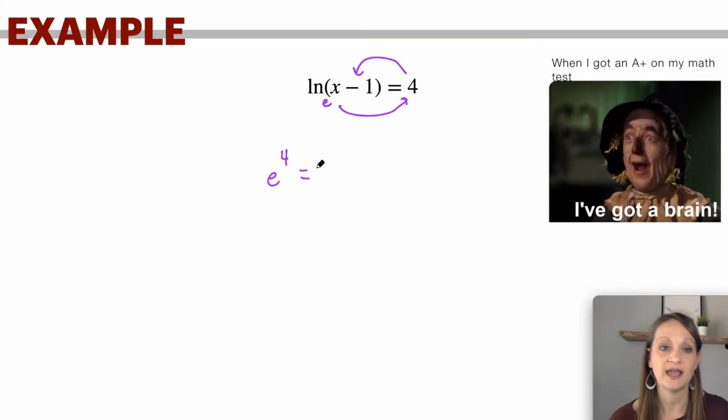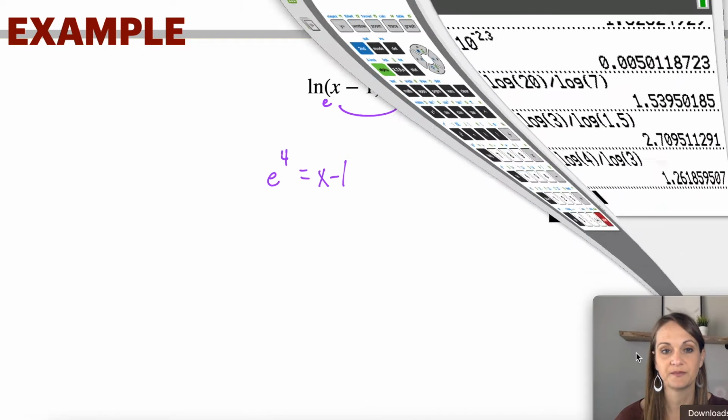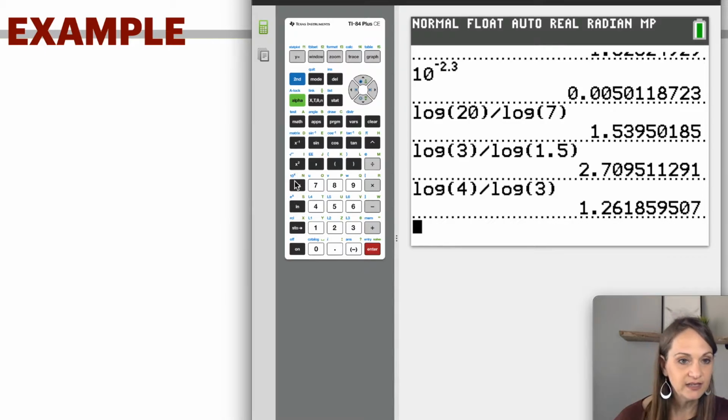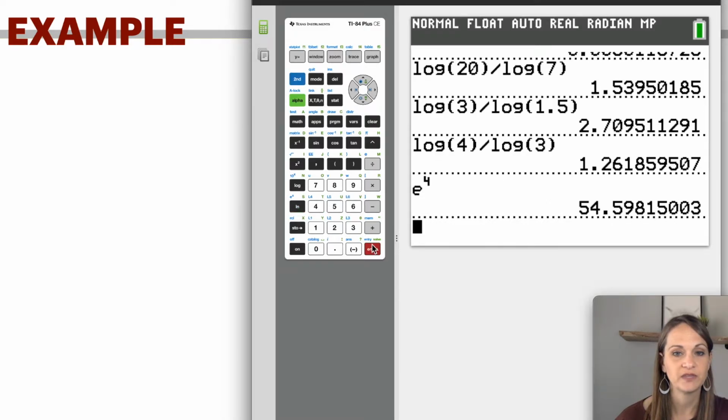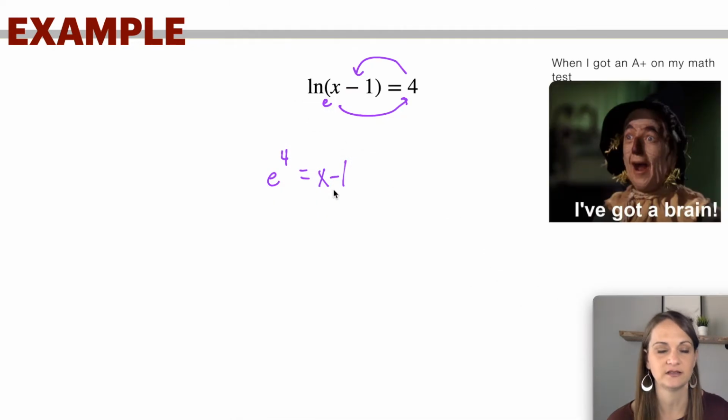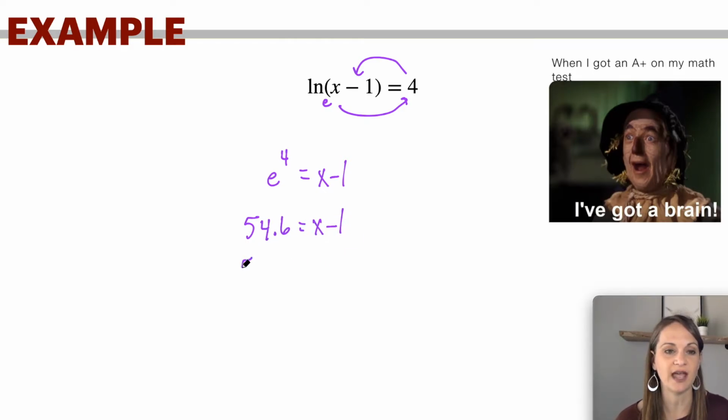equals x minus 1. So the first thing you need to do is figure out what e to the 4th is. You would hit the second button and then the natural log, and that gives you your e. So e to the 4th is 54.6, and that equals x minus 1. To solve for x, you would just add 1 to both sides. So your answer is going to be 55.6.